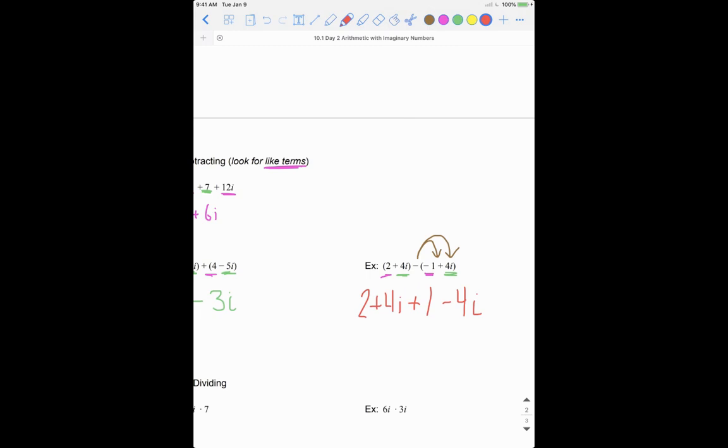So here we can say, okay, we've got a 2 and a 1. We add them together, we get 3. We've got 4i minus 4i. What are we left with? Nothing. They cancel each other out. And so our final answer here is just 3. Notice we started with some imaginaries, but we ended up with just reals, no i's.